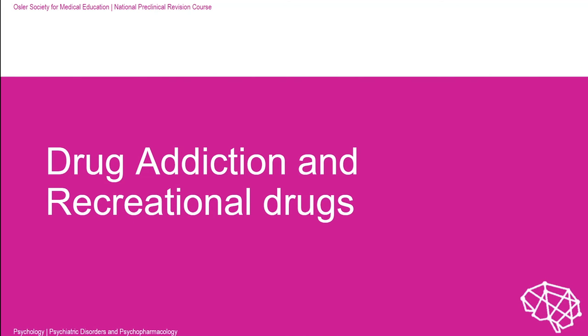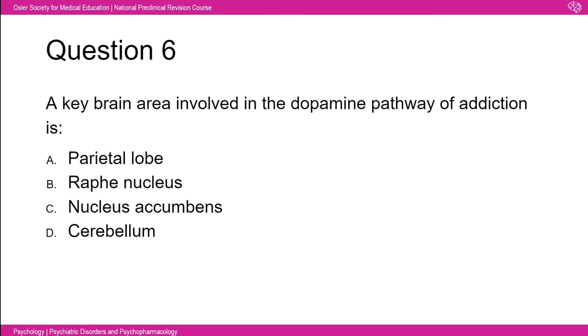So we've got some more Socrative questions. Firstly, a key brain area involved in the dopamine pathway of addiction is A, the parietal lobe, B, Raphe nucleus, C, nucleus accumbens, or D, cerebellum. So focus on the dopamine pathway here for this. Just give you a couple more seconds to respond if you want.